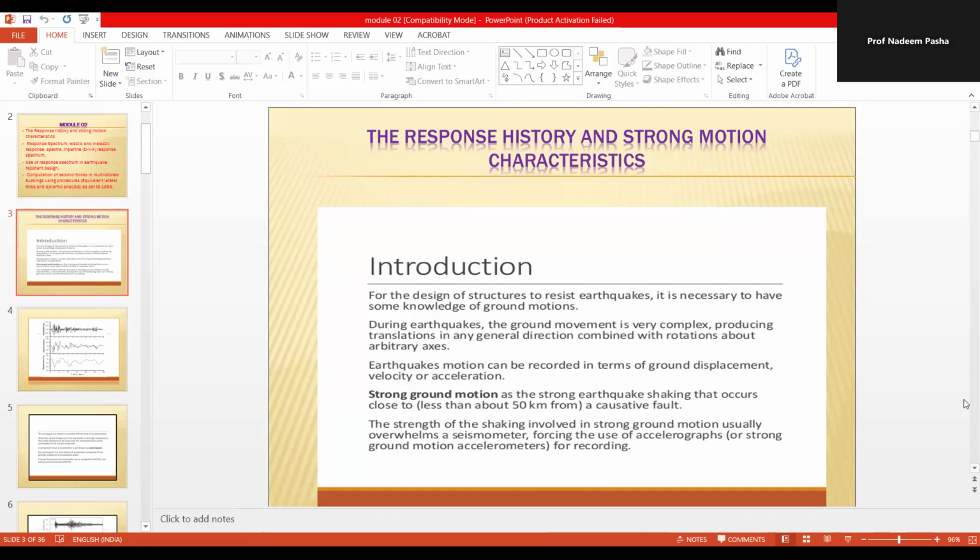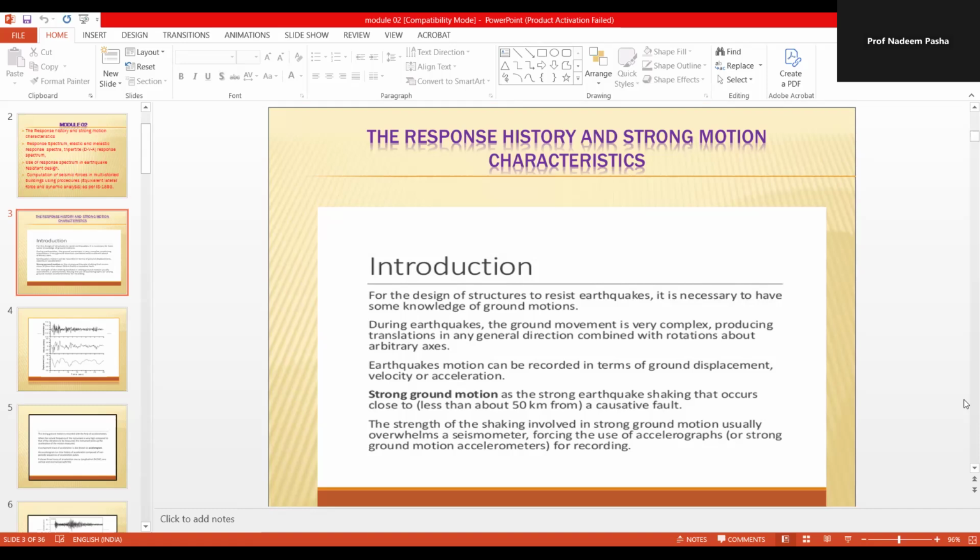During an earthquake, the ground movement is very complex, producing translation in any general direction combined with rotation about an arbitrary axis. Earthquake motion can be recorded in terms of ground displacement, velocity, or acceleration. The strength of shaking involved in strong ground motion usually overwhelms a seismometer, forcing the use of accelerographs or strong ground motion accelerometers for recording.